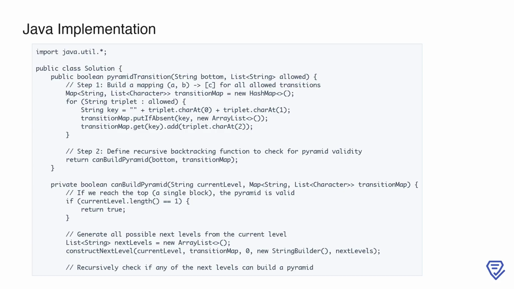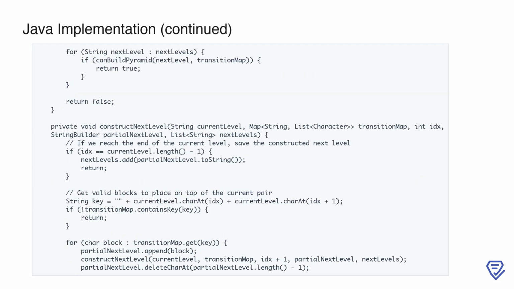Next, we define a recursive function named canBuildPyramid that will determine if it's possible to build a valid pyramid from the given bottom row. This function handles the core logic of recursively validating each level of the pyramid. If the bottom row reduces to a single block, the pyramid is considered valid, and the function returns true. The recursive function canBuildPyramid continues by generating all possible next levels from the current level. To do this, we use a helper method called constructNextLevel, which builds potential next levels based on the transition map. If at least one of these next levels can eventually form a valid pyramid, the function returns true.